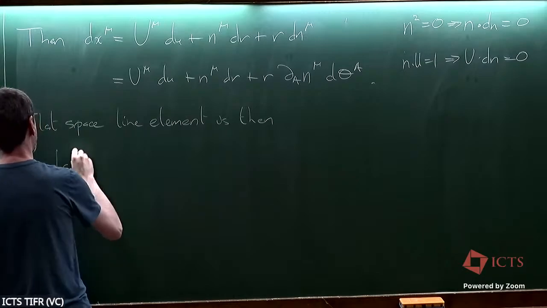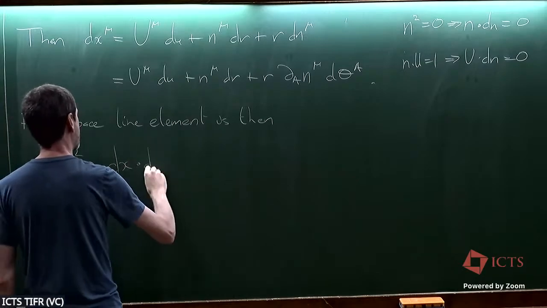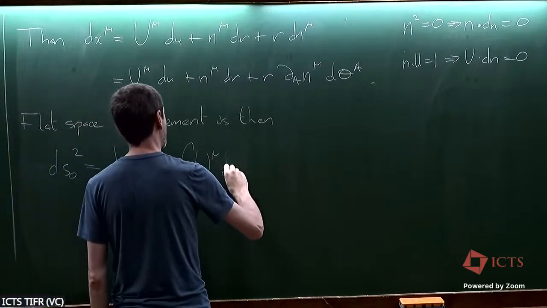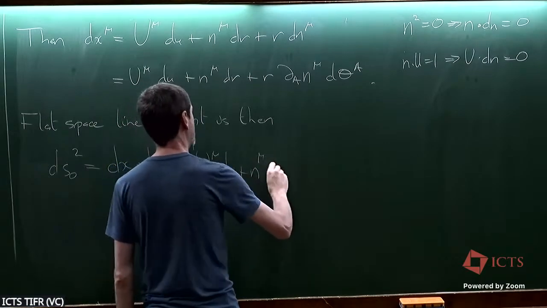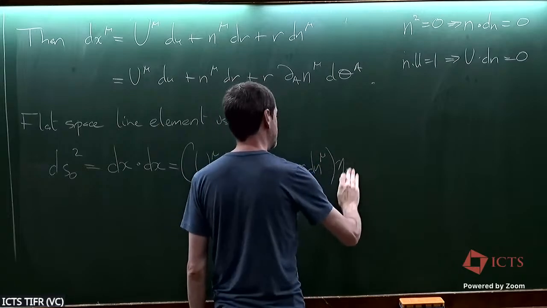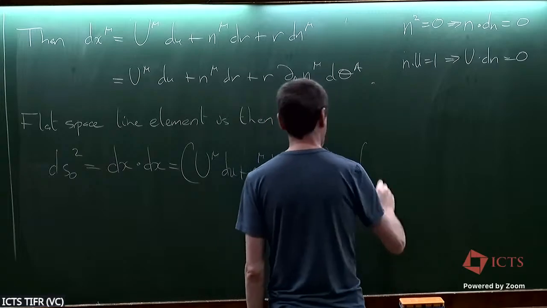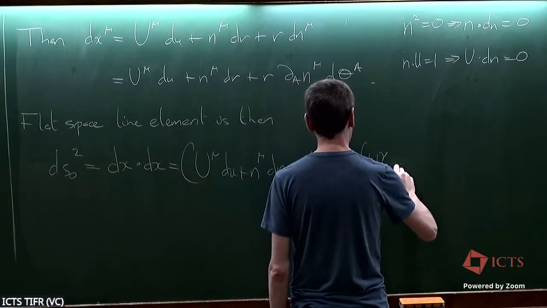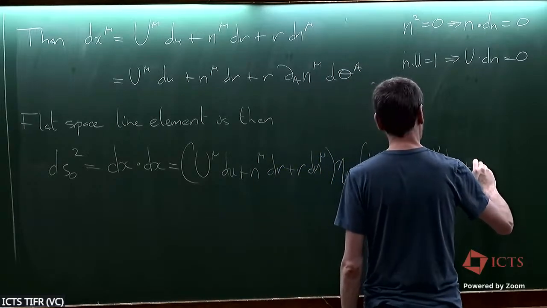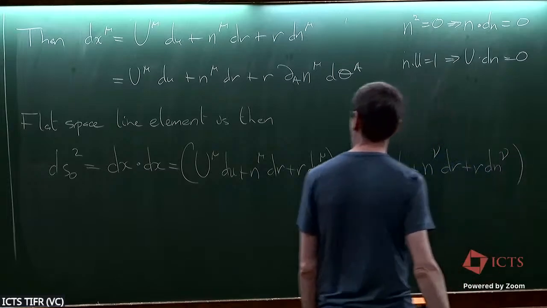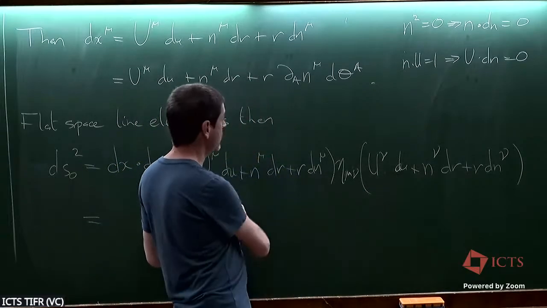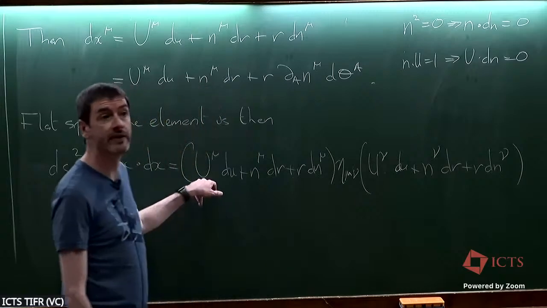So I'll call that ds0 squared, dx dot dx. Okay, so it'll be a u_mu du plus n_mu dr plus r dn_mu, e to mu nu, u_nu dr, u_nu du plus n dr plus r dn_mu. Okay, so performing the dot products here, u squares to 1 because it's a proper velocity.